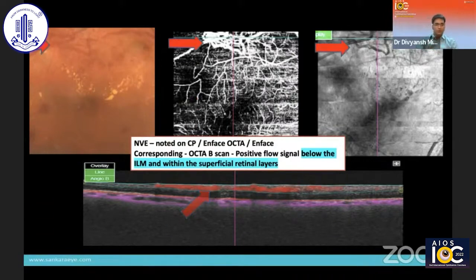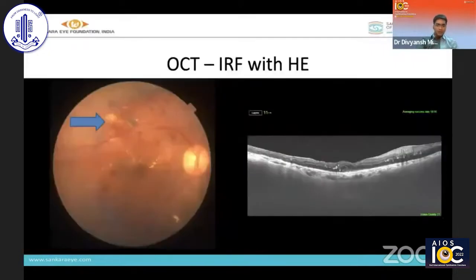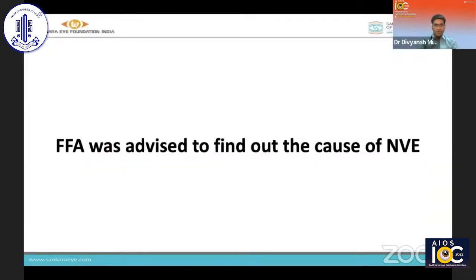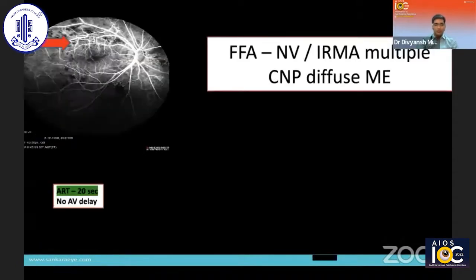So we were not sure whether to call this neovascularization or a florid IRMA, but because it's too florid to consider as IRMA, we considered it a neovascularization. And at that point of time, we could see that a little macular edema had also started. So we thought of doing an FA to understand the reason.